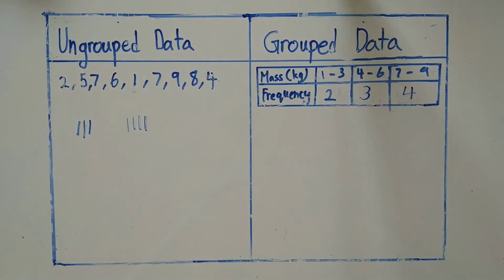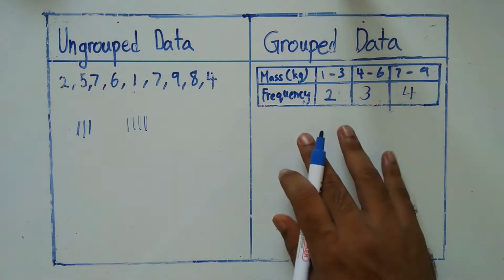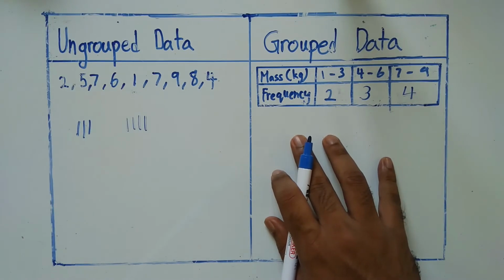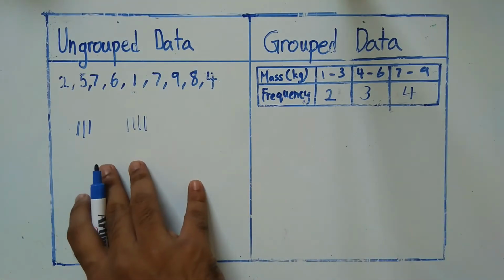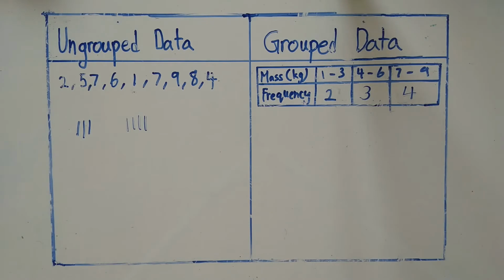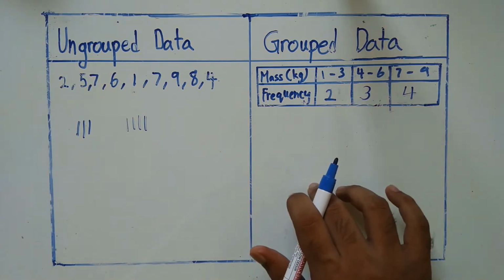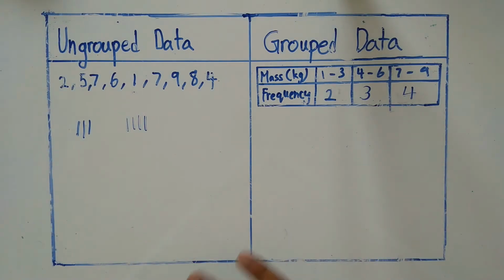So this is the data set we are looking at. This is an example of grouping your data from an ungrouped data. We will be using these two data sets throughout this video to explain different statistical properties.